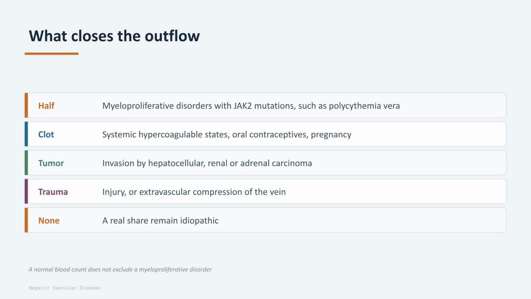Next, systemic hypercoagulable states, oral contraceptives, and pregnancy. Then tumor invasion: hepatocellular carcinoma, renal cell carcinoma, and adrenal tumors growing into the vein. Then trauma or compression from outside the vessel, and a real share stay idiopathic. One practical note: a normal blood count does not exclude a myeloproliferative disorder.